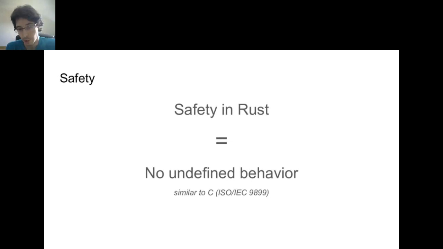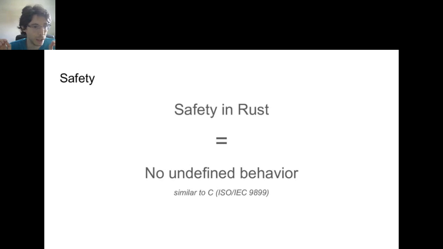So safety in Rust is exactly, at least in the current specification, there is no specification for Rust, there is no complete reference. But what we have now is that safety in Rust means there is no undefined behavior. And here, when I say similar to C, I mean that I'm using the term undefined behavior in a similar sense to the C one, right? Because the languages are different.